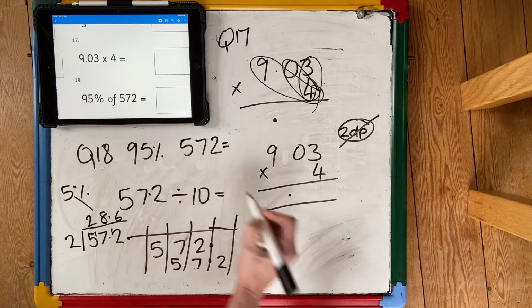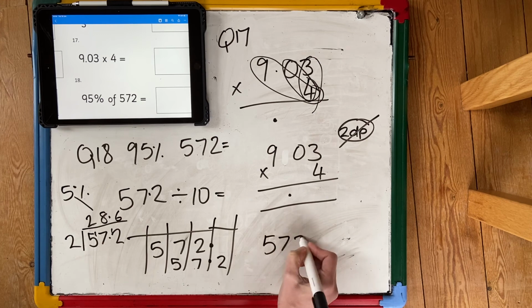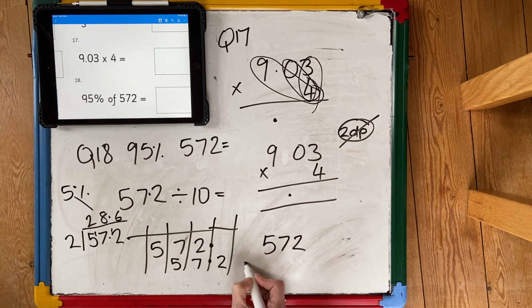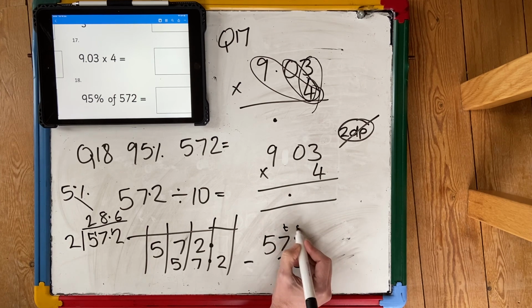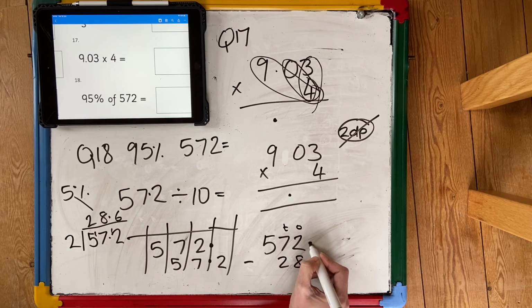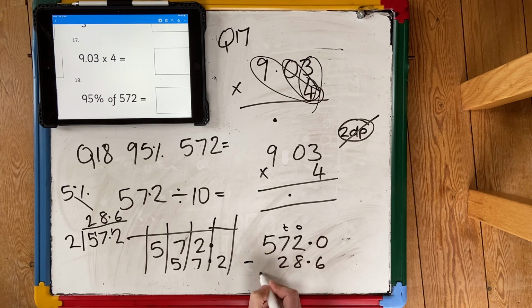So there's my 100%, 572. And now I'm going to subtract 5%. I'm going to subtract 28.6. Notice that I made sure that my 2 was under the 7 in the tens column and my 8 was under the 2 in my ones column. Put my decimal point in with my placeholder. So there you go. Now you can do your calculation.